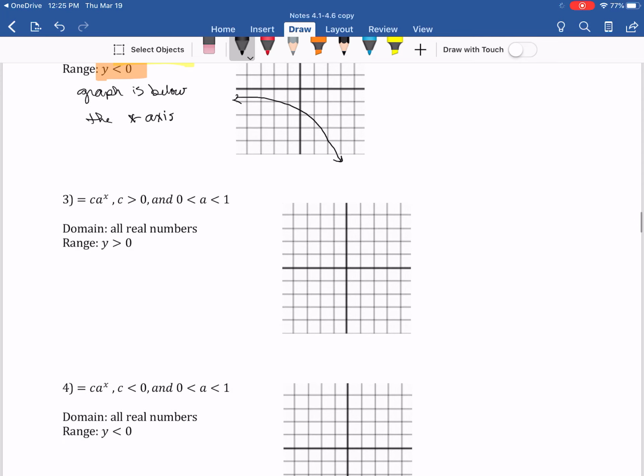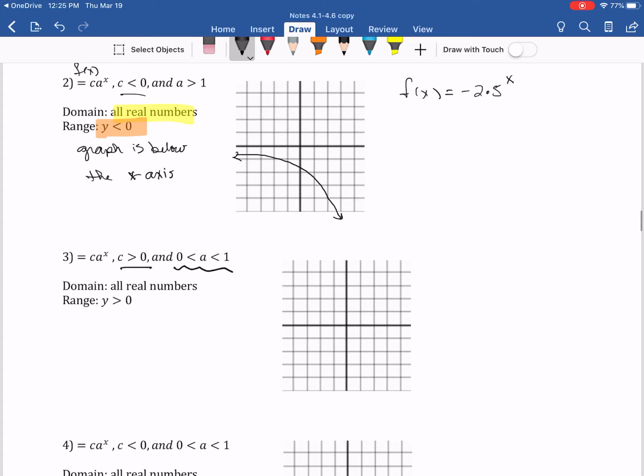The next general example is going to be a function where we make the leading coefficient positive again, but look what happens to our base. It's a number between 0 and 1, such as maybe 1/2 or 1/5 or something like that. To make sense out of this, let's go 2 times 1/5 to the x power. What effect is this going to have on your function?